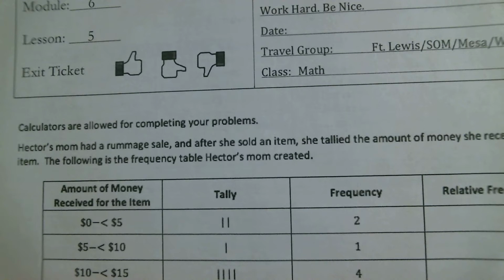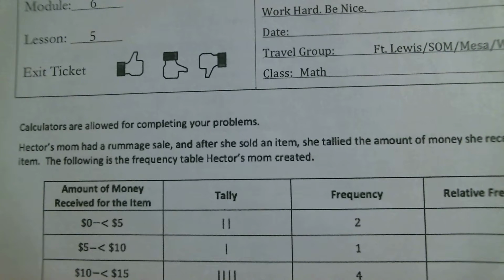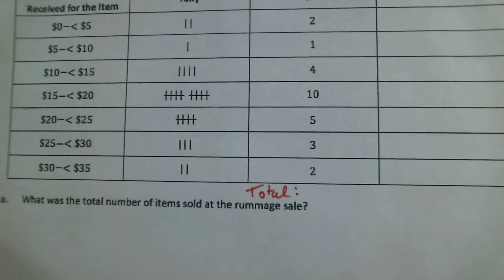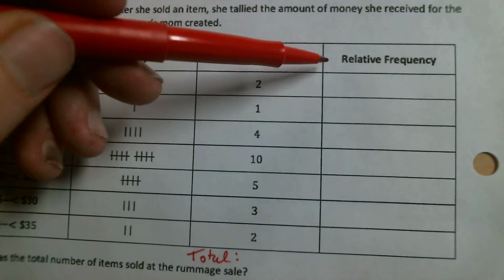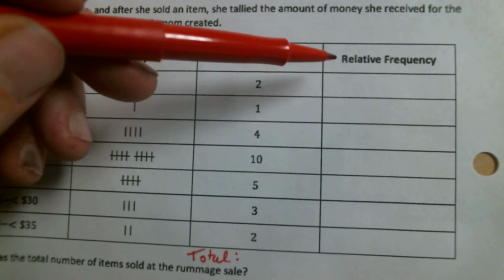Alright, so in this video I will be correcting the Lesson 5 exit ticket, and remember that it is talking about relative frequency tables and relative frequency histograms.